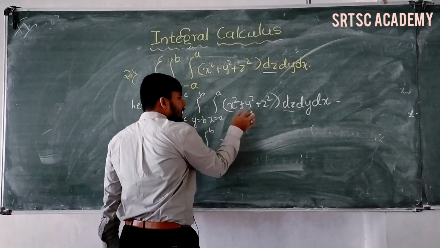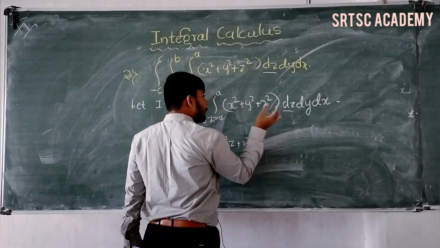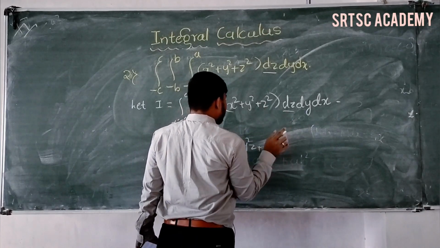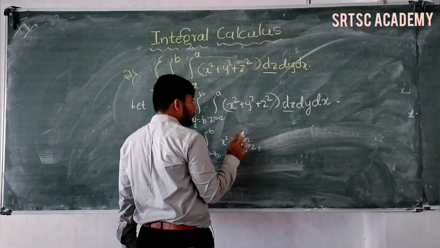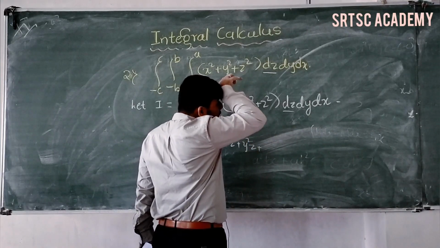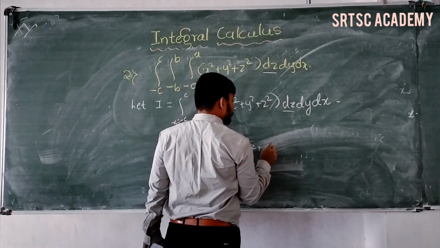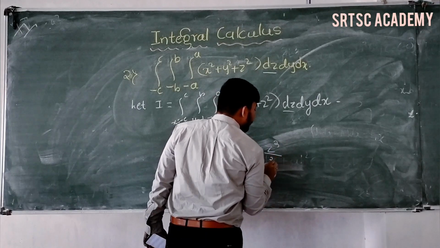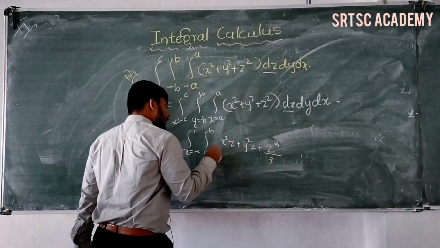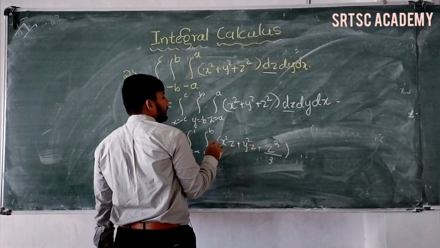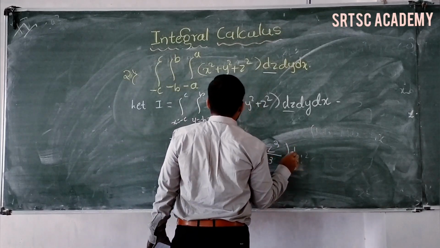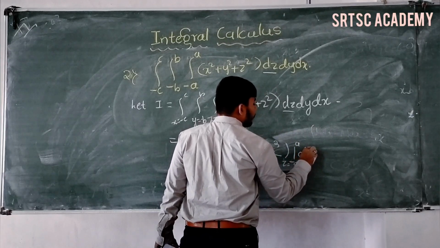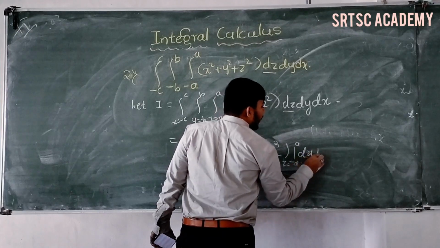Plus similarly y square, take it outside, and integration of dz is z. Plus z square term is there, right? Integration of z square is z to the power n plus 1, that is z to the power 2 plus 1, that is 3, right? z to the power 3 divided by n plus 1, that is 2 plus 1, 3. Apply the limit. What is the limit? Z varies from minus a to a. After that we have to integrate this with respect to y and x.